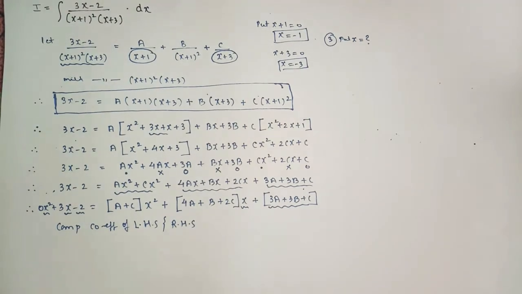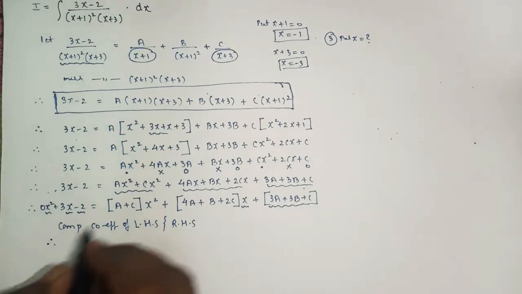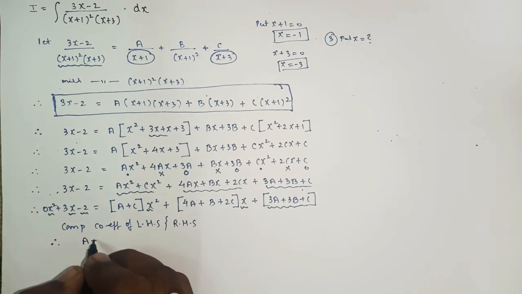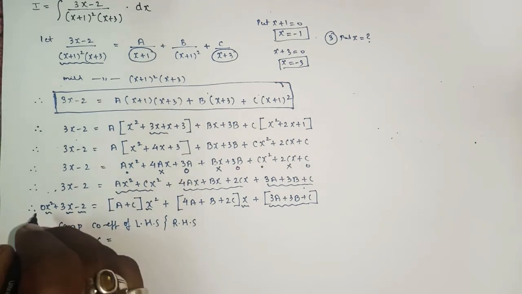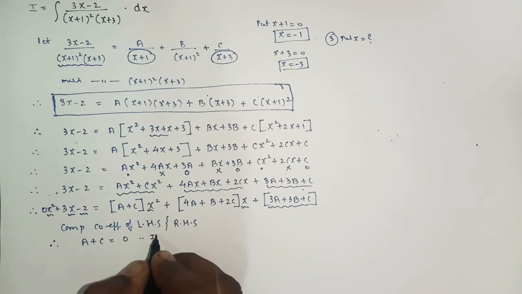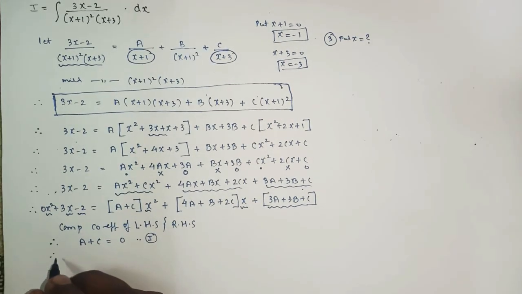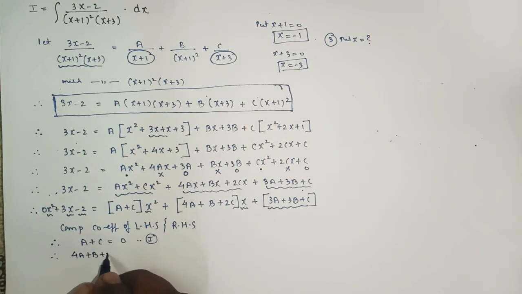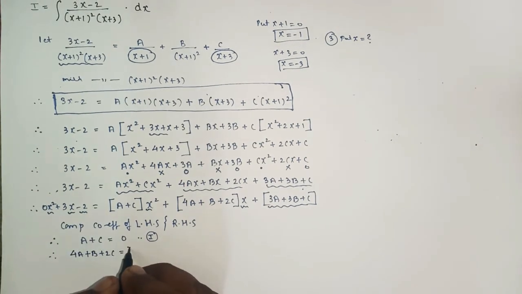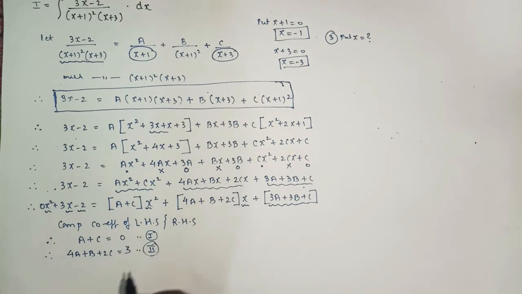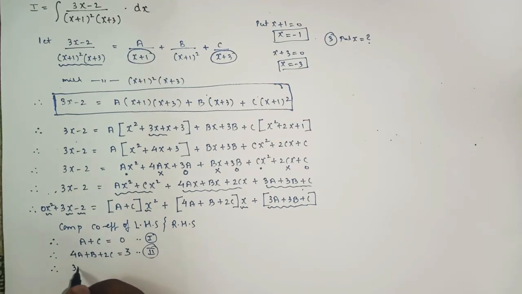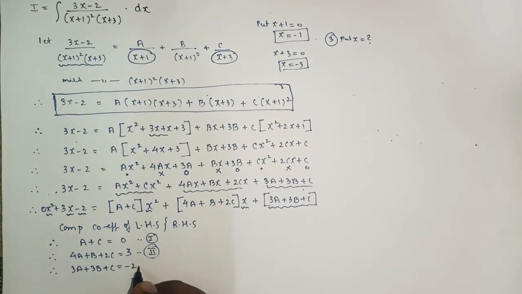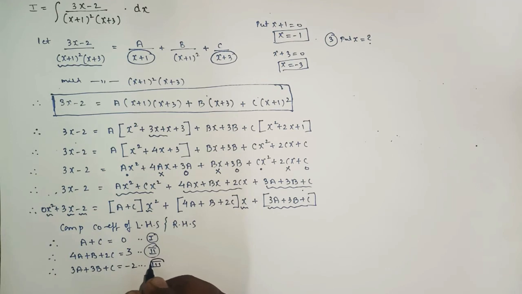Okay, so now after comparing, clearly we can see that for the coefficient of x square, here we have 0 and here we have a plus c. So comparing the left hand side and the right hand side coefficient, the first equation you will get is a plus c equals to 0, yes or no? Second you will get 4a plus b plus 2c equals to, your coefficient is 3. And third you will get 3a plus 3b plus c equals to, your coefficient is minus 2. So here we got the third equation.